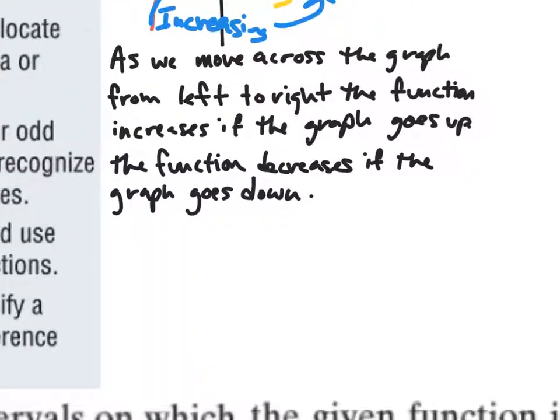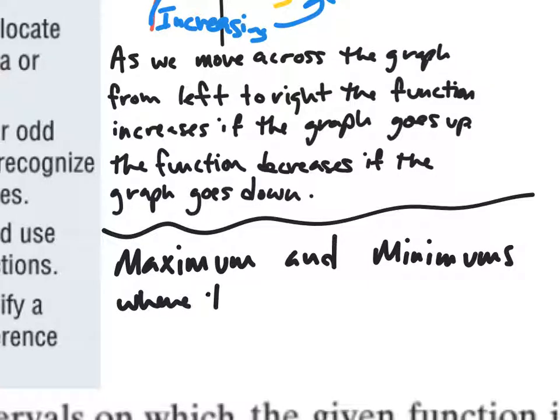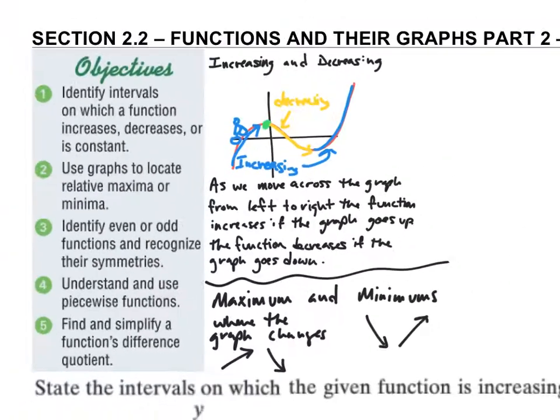And so that allows us to talk about maximums and minimums, okay? And so a maximum is where the graph changes from increasing to decreasing, okay, and those are the symbols that I use to show increasing and decreasing. And a minimum occurs when you go from decreasing to increasing, okay, and that's where those occur, all right? So that's what I've got.